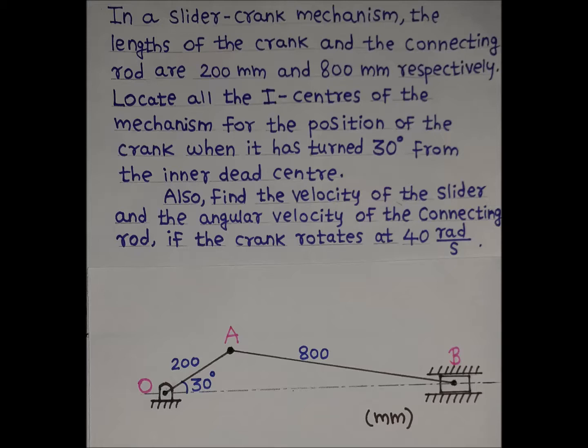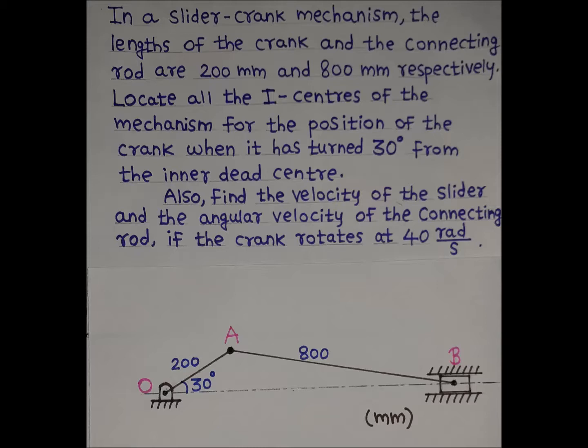ICR, that is Instantaneous Center of Rotation, is also known as I center, that is instant center. Means we have to locate all ICRs when the crank has turned 30 degrees from the IDC. We have to also find the velocity of the slider and angular velocity of the connecting rod if the crank rotates at 40 radians per second.